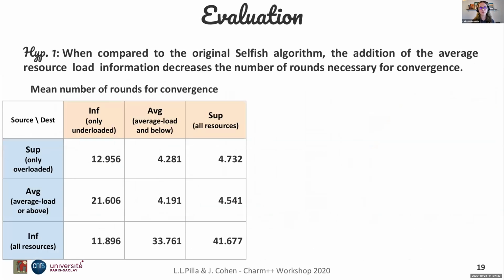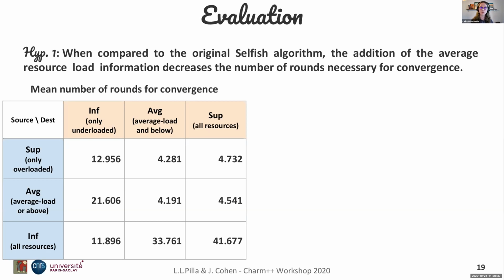Okay. Having that, we move to our first hypothesis: when compared to the original selfish algorithm, the addition of the average resource load should decrease the number of rounds necessary for convergence. What we have in this table is the mean, the average number of rounds for convergence for all the experiments with each of the 9 variations of the scheduling algorithms. So different numbers of resources, tasks, and distributions are all bunched up here in one single number, okay? And in the last row, last column, we see the value of 41 for the original selfish algorithm. And we see that the other values are smaller than that, which would indicate that on average, we're taking fewer rounds to converge.